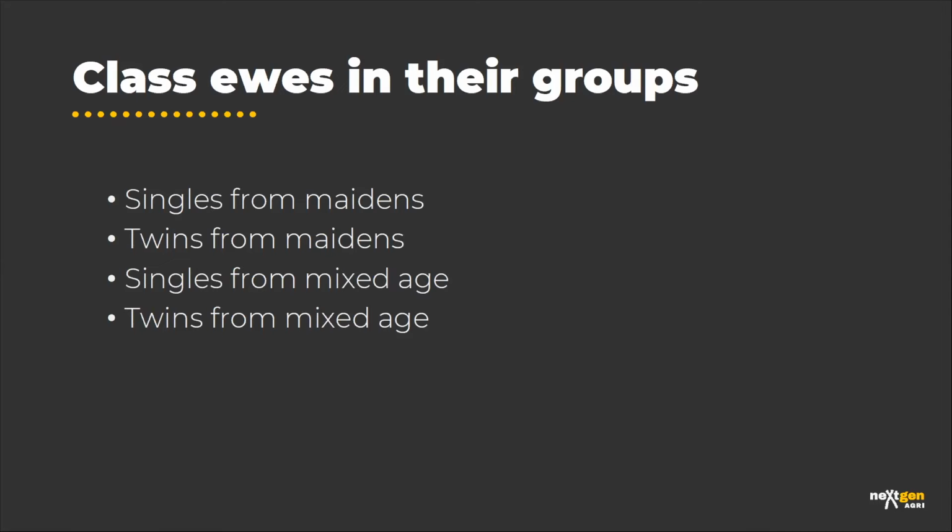One way you can use this, if you do record that information, is when you are classing those animals visually, or you're getting someone to do that, make sure you separate them out into their groups: singles from maidens, twins from maidens, singles from mixed age, twins from mixed age, because they will all look different. Some of that will be due to their genetics, and some will be just due to the fact that that's how they were born.